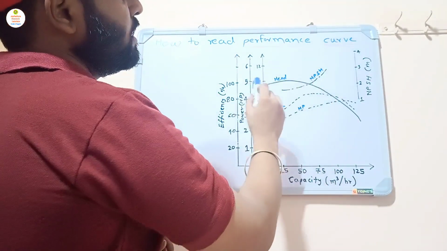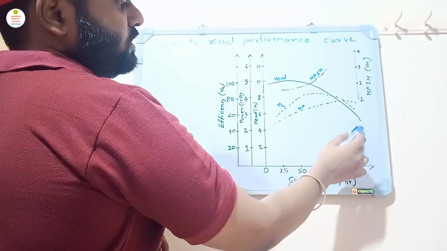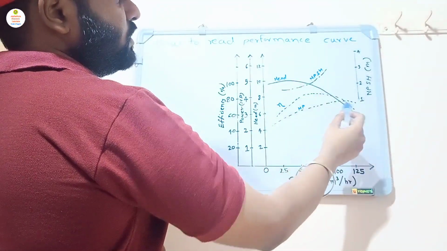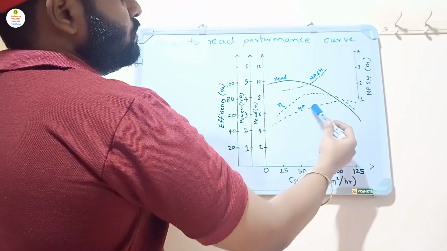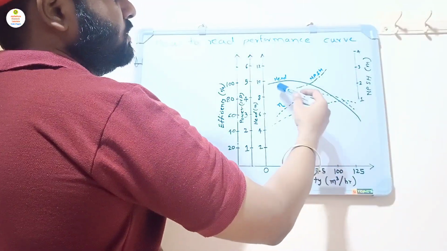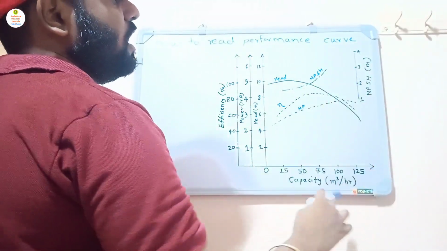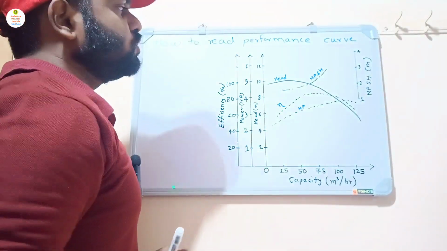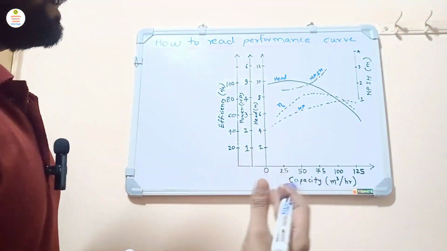This is the head versus capacity curve. This is the efficiency versus capacity curve. This is the power versus capacity curve, and this is the NPSH versus capacity curve. This is NPSH required. Okay, so now let's see one example.